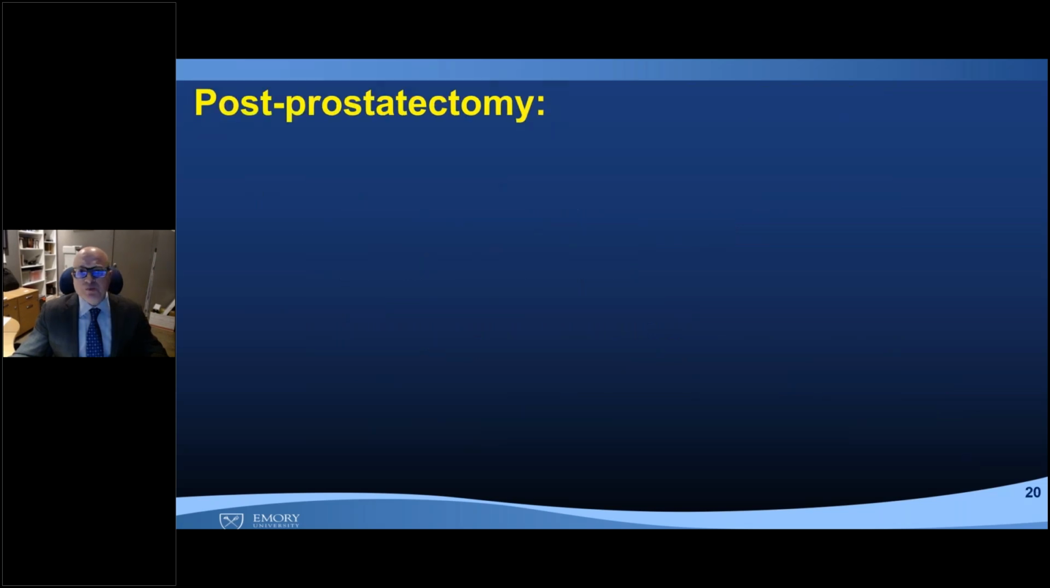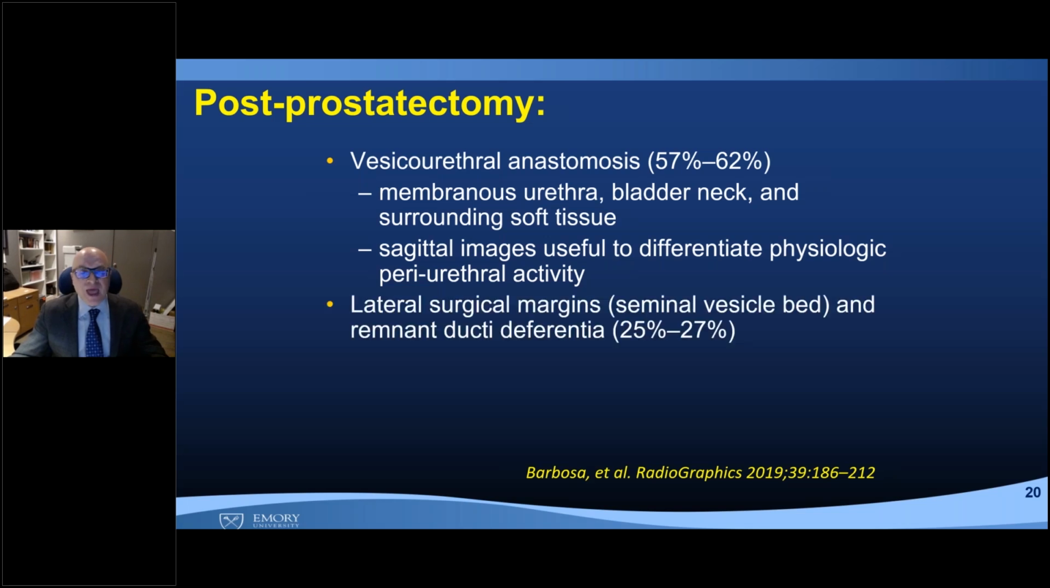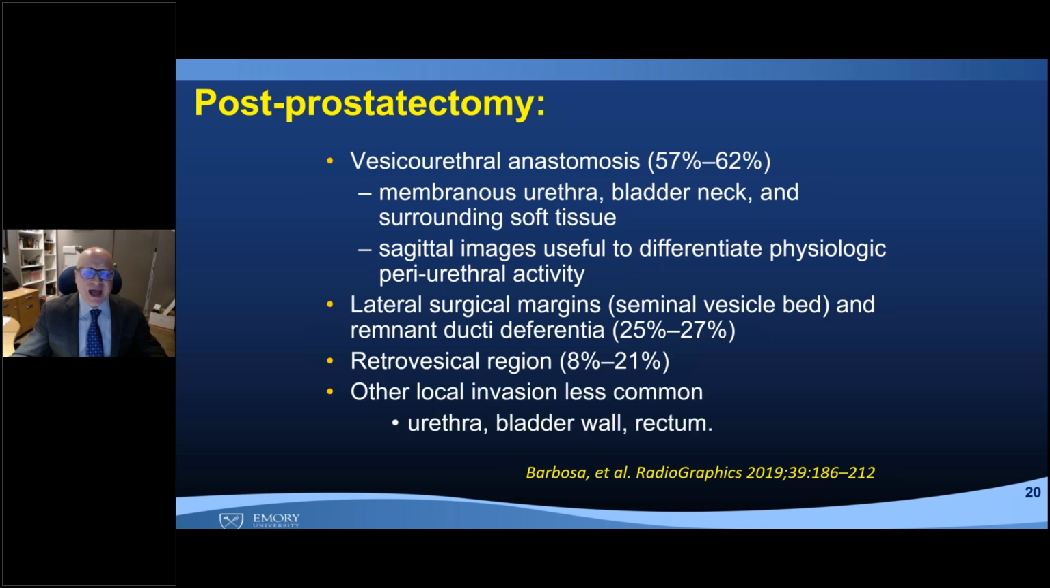So let's deal with post-prostatectomy first. Most commonly, we get a recurrence at the vesicourethral anastomosis. Sagittal images are especially useful to differentiate your physiologic periurethral activity, which I'm going to show you, from abnormal activity. Next come the lateral surgical margins or seminal vesicle beds, the retrovesicular region, and other less common locations like the urethra, bladder wall, or rectum.